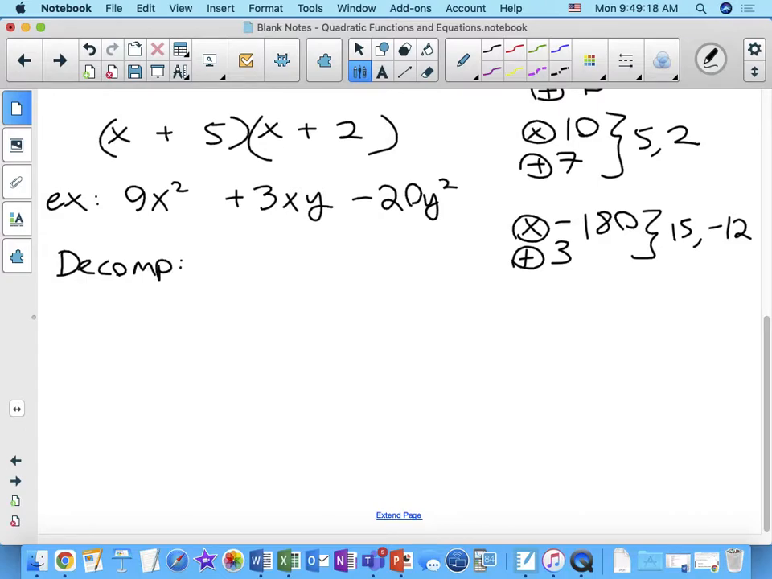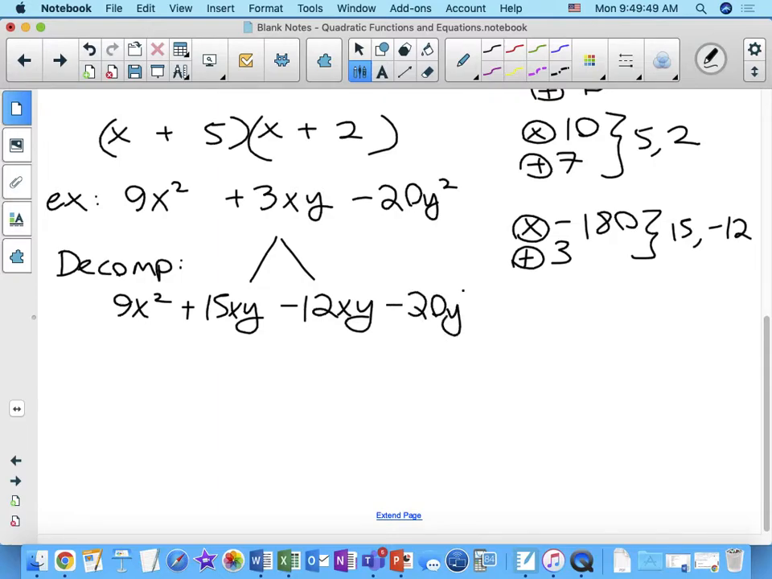basically means we're gonna decompose this middle term, okay, using those two values. Okay, so we're gonna break this down into, this one stays the same, 9x squared, and it doesn't matter which order you go in, plus 15xy minus 12xy. Okay, now remember, 15 minus 12 adds to 3. So this is still 3xy. Okay, so we have the same value, and then minus 20y squared. So that's the step where we decompose.